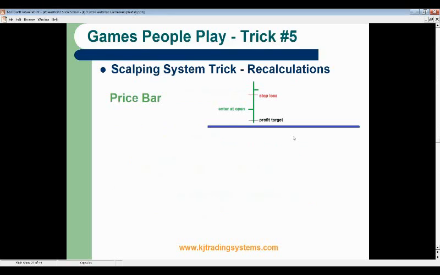All right. This one's going to be probably the trickiest one to understand, so I'm going to take a little bit of time. Some people call it recalculations, some people just call it the backtest strategy calculations. Depending on the backtest engine, you can really get messed up.